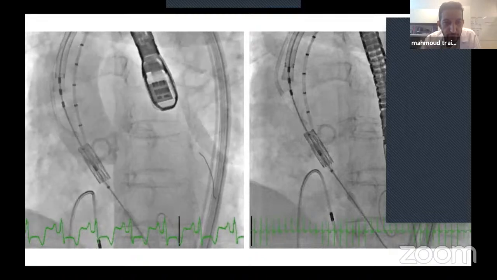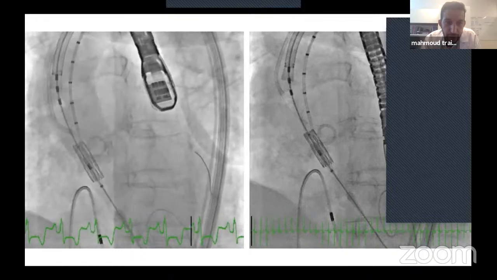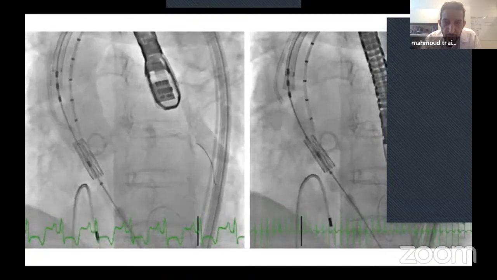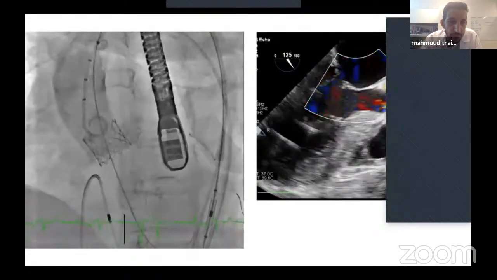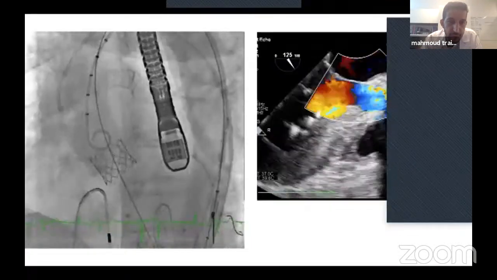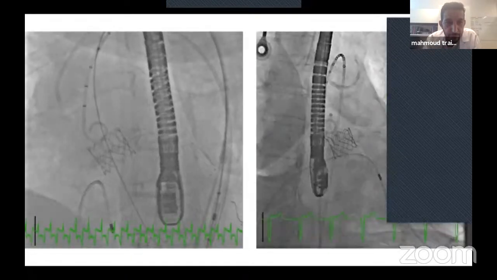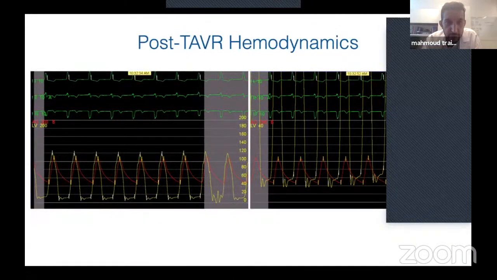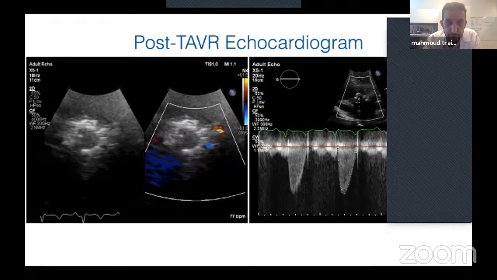So an Edwards Sapien valve was placed. We positioned it a little bit lower than we normally would. We tend to be at about a 90-10 position on most of these cases. This one we placed a little bit lower, given the coronary location. We deployed the valve, and the patient tolerated it well. The coronary stayed open and, luckily, we did not need to deploy the stent. Had a good hemodynamic response and did well. This is a high gradient because I had to use a small 20 millimeter valve.